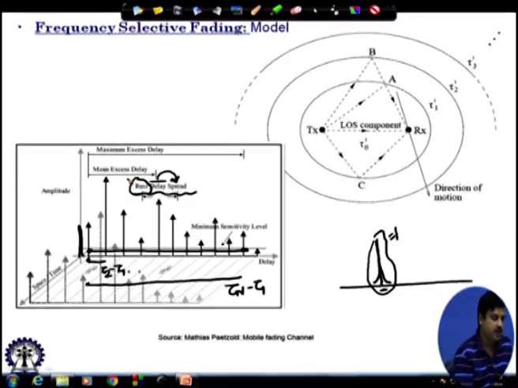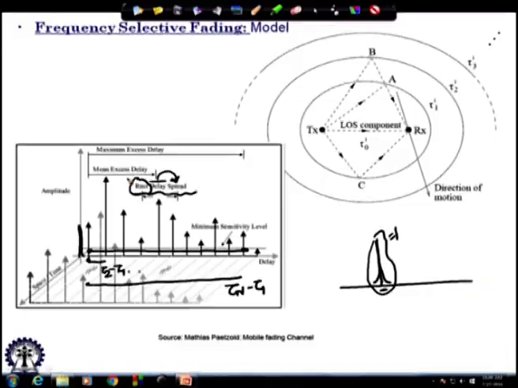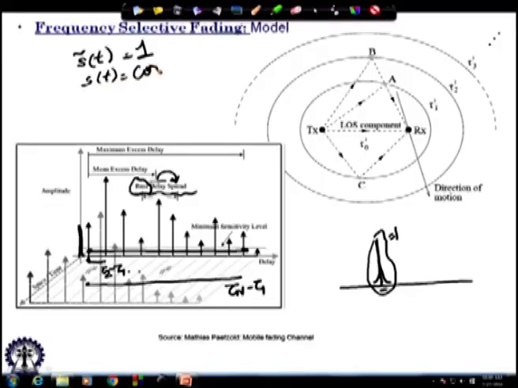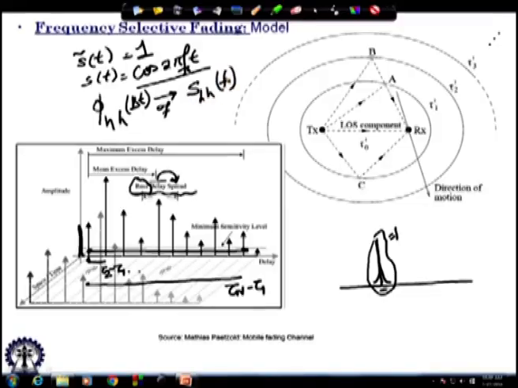I will draw a quick reference to our earlier discussion on flat fading. In flat fading we had studied using S tilde t equal to 1. That means we had s of t equal to cos 2 pi f c t, a single tone. If you recall, we had studied the correlation properties, that is phi h h delta t. From this we had taken the Fourier transform and found S h h f, the Fourier transform of the correlation function, which gives us the Doppler spectrum.